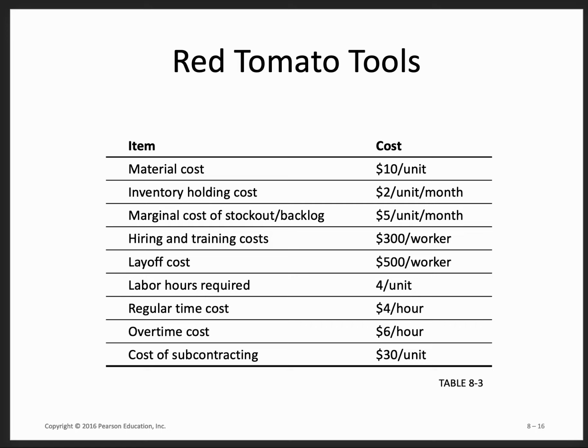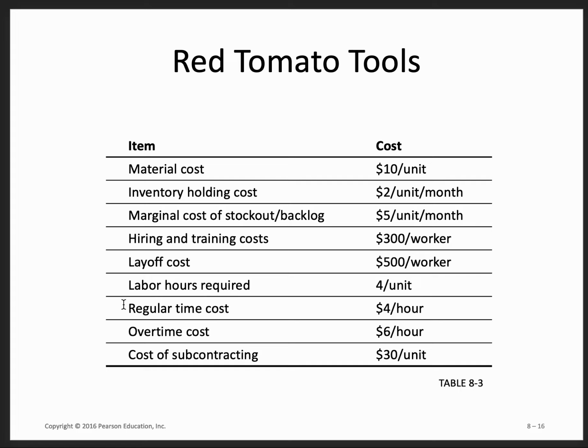unit. Now, if you hire a new worker, you're assuming there's going to be $300 per worker to train them, just going through the hiring process and training. And if you're laying off a worker, you're assuming it's going to cost you $500, and this includes severance packages and all of that. Now, to manufacture a single unit, it takes 4 hours.